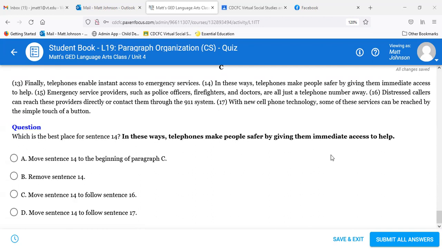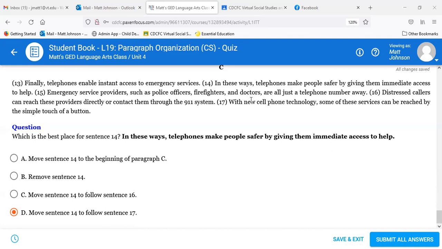D. Move sentence 14 to follow sentence 17. We're going to close our paragraph with that idea. So yeah, good job. One clue you have there is that opening transitional phrase, "In these ways." It's making the reader think about the examples that they gave in the prior sentences, talking about emergency services, 911 systems, new cell phone technology. Some of the services can be reached by the simple touch of a button.